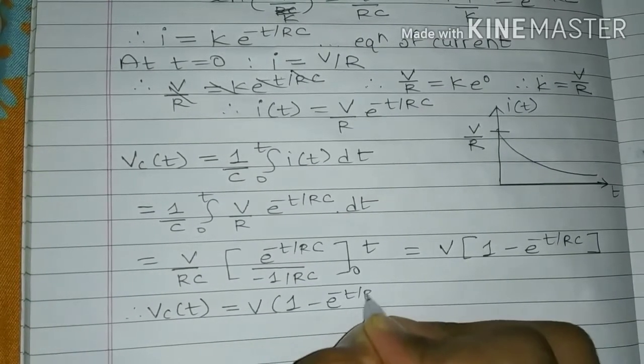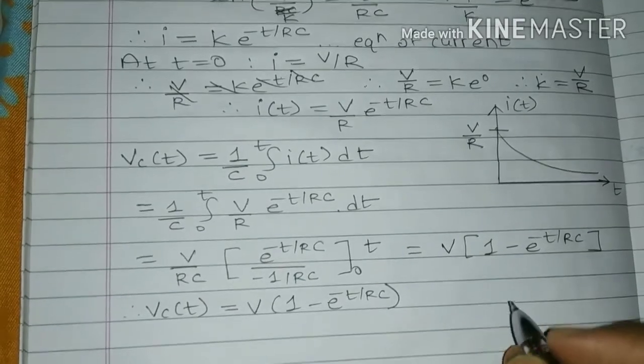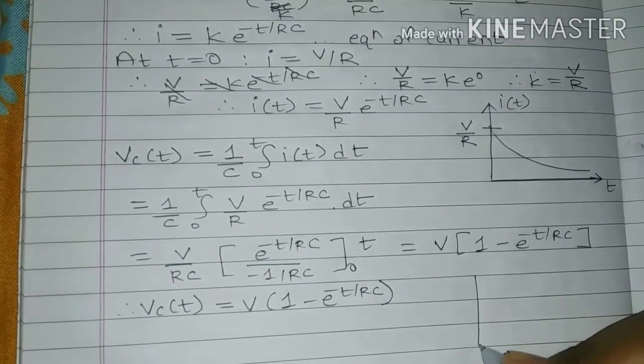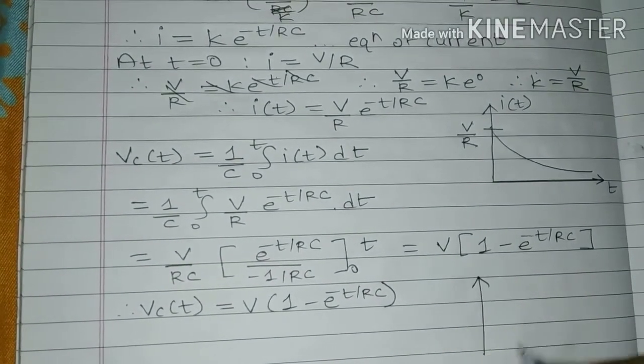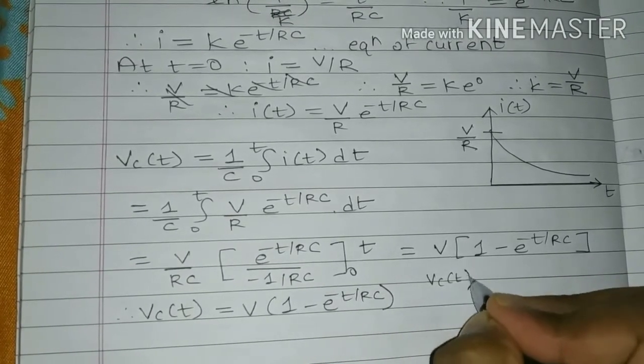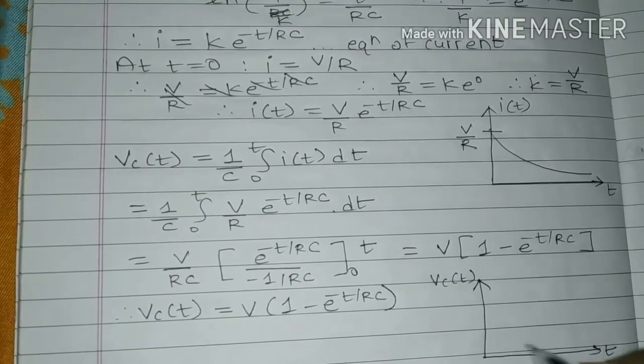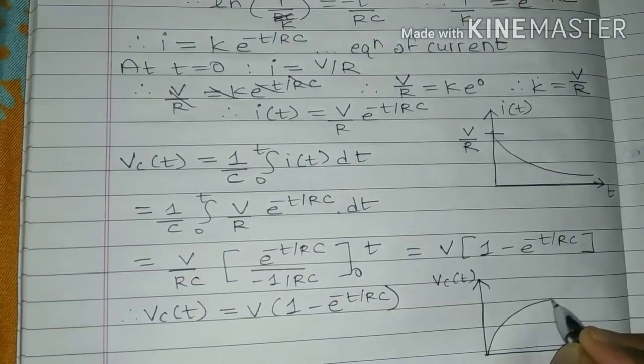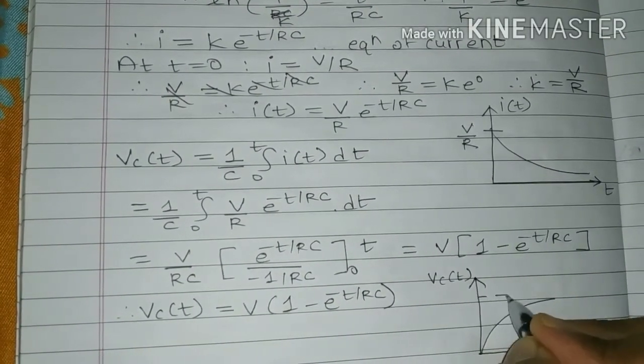So this is the equation of the capacitor voltage at time t. If we plot its graph, we get an exponentially increasing curve with voltage as 0 at time t is equal to 0 and voltage as V at time t is equal to infinite.